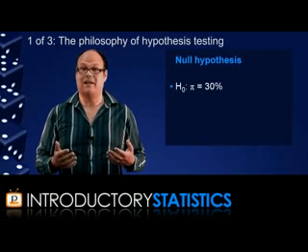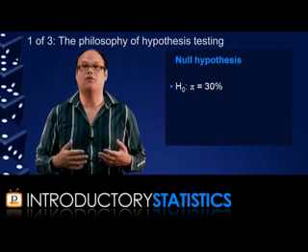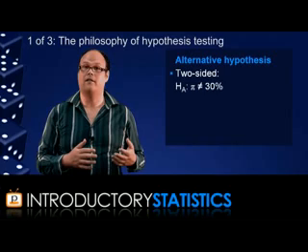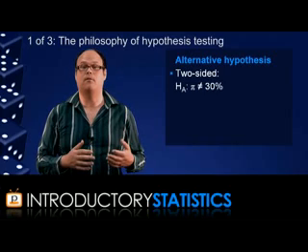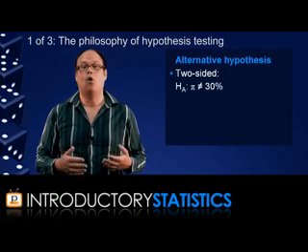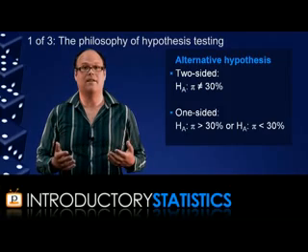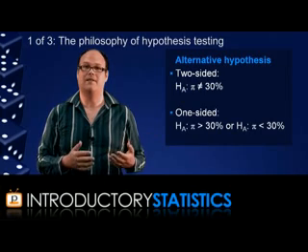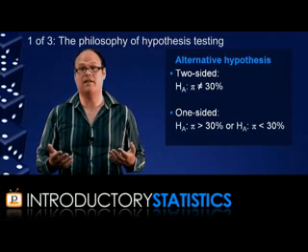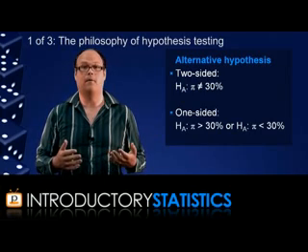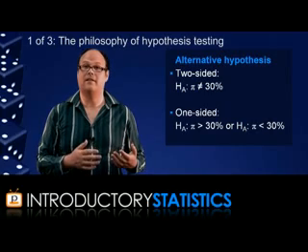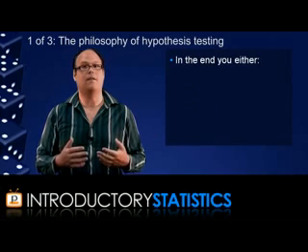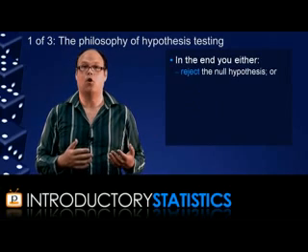When we test this claim, this null hypothesis, we create an alternative hypothesis. Now the alternative hypothesis can be two-sided, which means that it just says that the proportion is unequal to 30%, or it can be one-sided, which means that it specifically says which side of 30% the true proportion is. For example, a one-sided test might propose in the alternative hypothesis that the proportion of fans that are female is less than 30%. Either way, in the end, we'll either reject the null hypothesis or we won't.